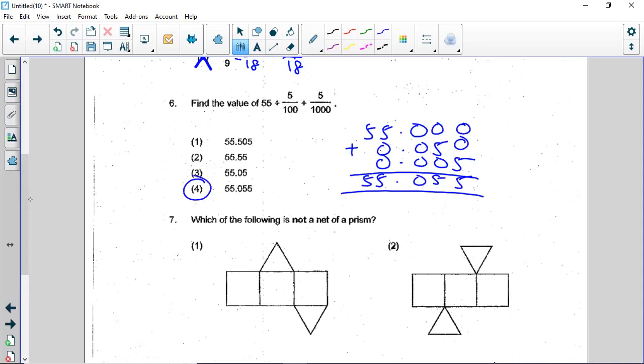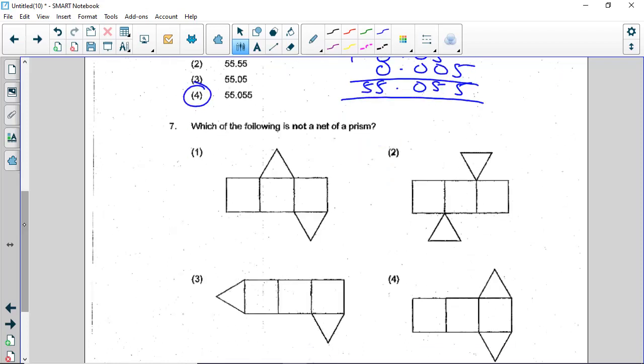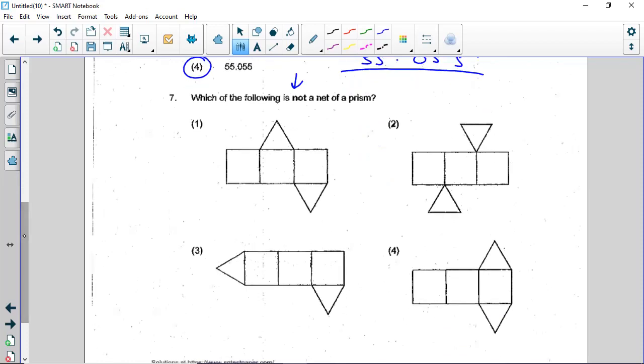All right, number 7. Now, which of the following is not a net? Okay, now this question, Mr. Ong was thinking about how to teach. It's going to be very hard to tell you why the answer is wrong, why the answer is correct. Okay, so which is not a net? Now I can't really tell you why it is the wrong net, which one is not correct.